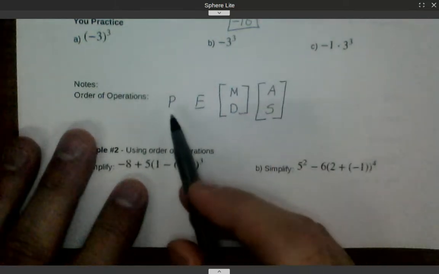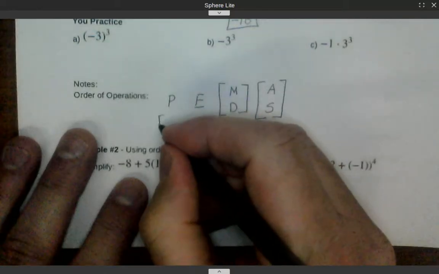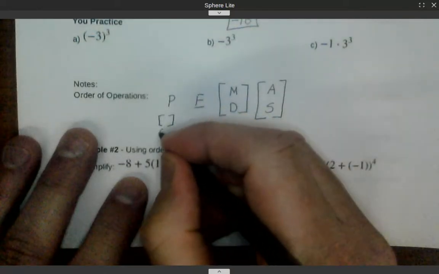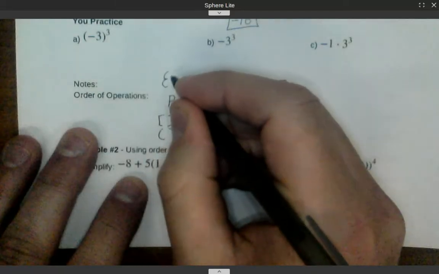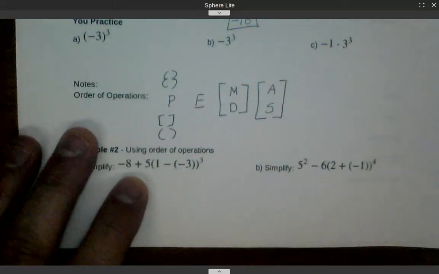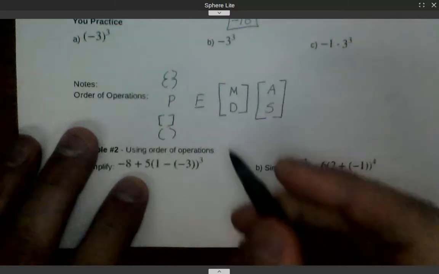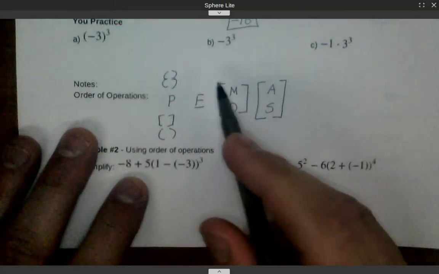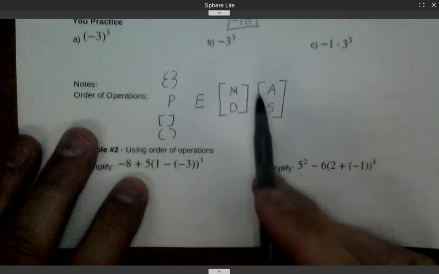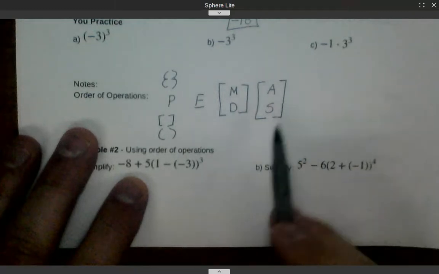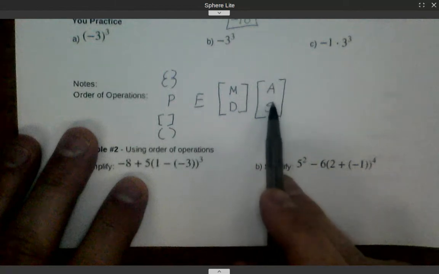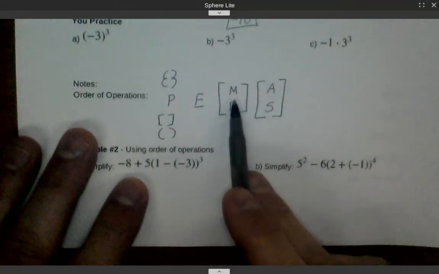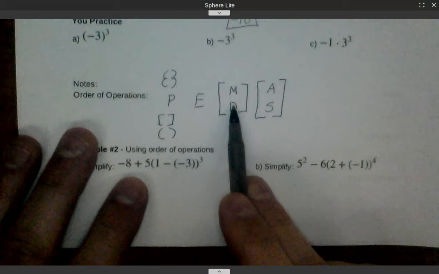So PEMDAS: parentheses, which could also include brackets or possibly these curly brackets, those are all examples of parentheses. Exponents is when you have the power like we just did. Multiplication and division and addition and subtraction go in the same order. So these two go in the same order and these two go in the same order. The way that we determine which one goes first is by working from left to right.